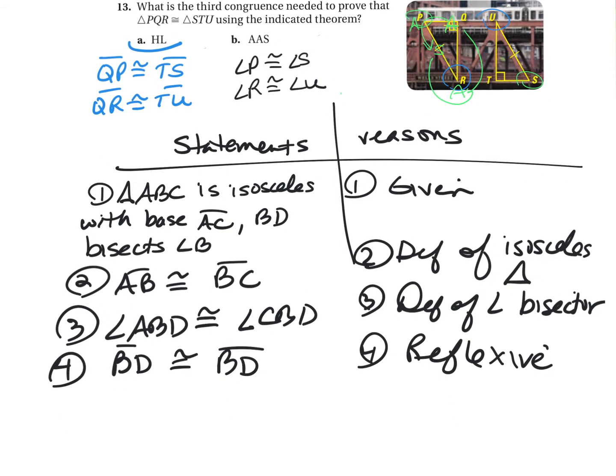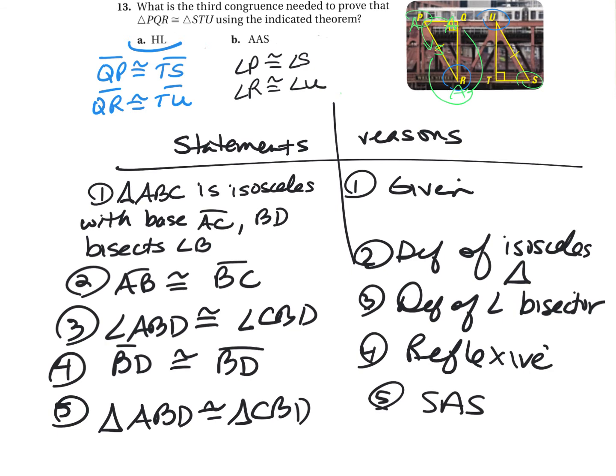And then now I have enough information to use side angle side. Good. So triangle ABD is congruent to triangle CBD, and the reason would be side angle side. I would definitely pay attention to the triangle proofs for the midterm. Okay. All right, that is it for chapter 5.